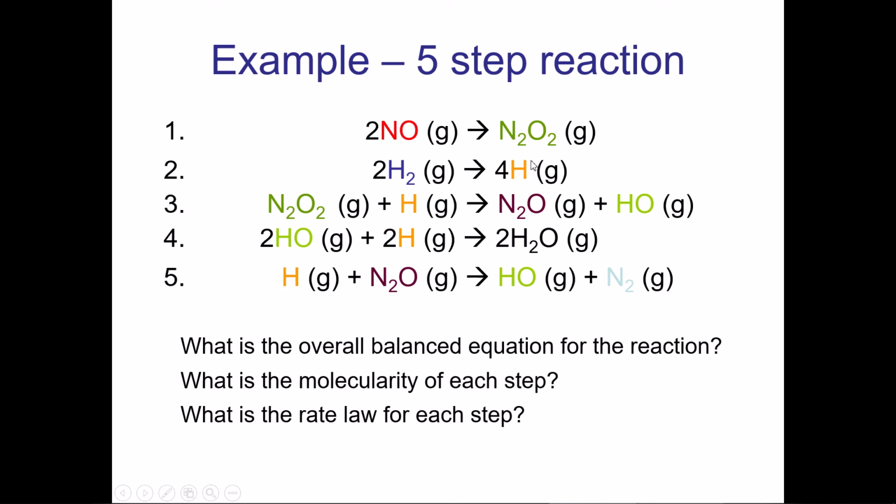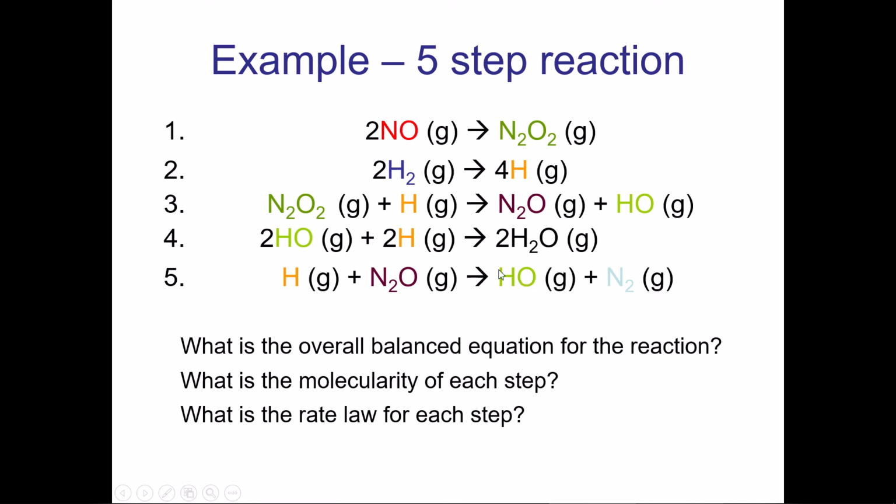We're also producing H's in step 2, and we have 4 H's, and notice all 4 of those get used up. So in step 3 we use up 1, in step 4 we have 2, in step 5 we use 1 again. So all 4 of the H's cross out, so that would be another intermediate. N2O is produced in step 3, and then used up in step 5. So that's an intermediate.